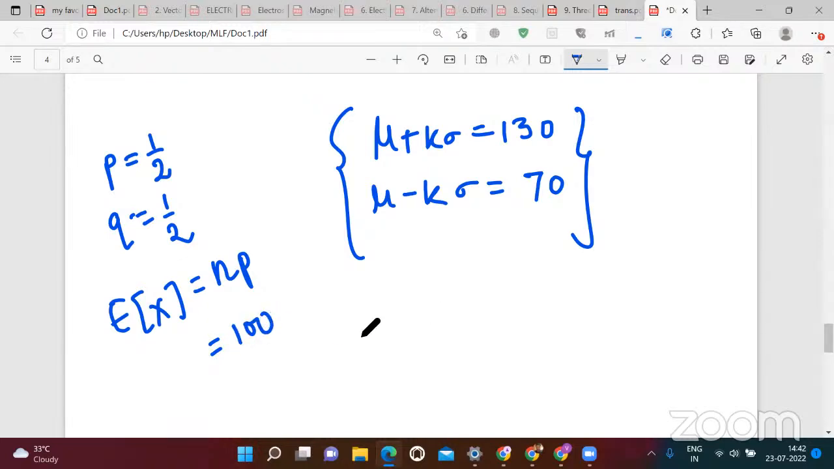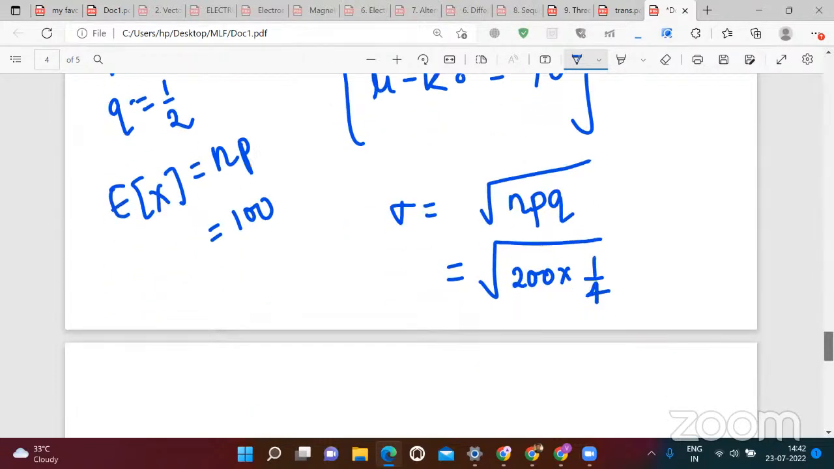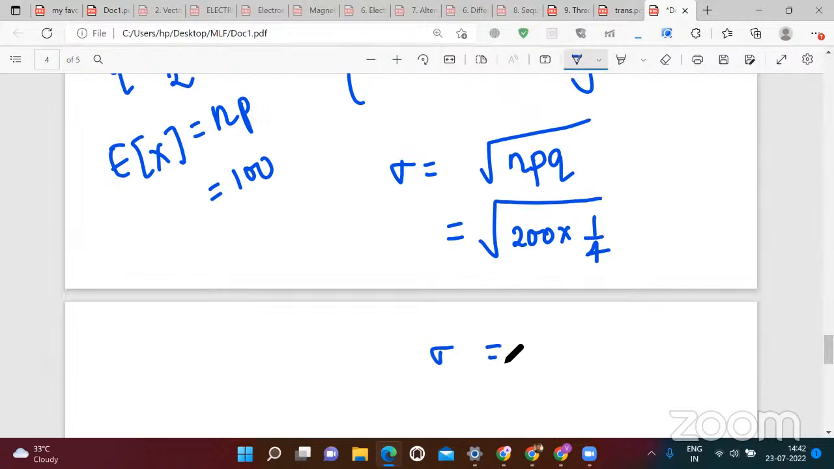You can calculate the sigma also. Sigma is what? Root of NPQ. So N is what? 200, right? 200 into 1 upon 4. So you have sigma is equal to root of 50.